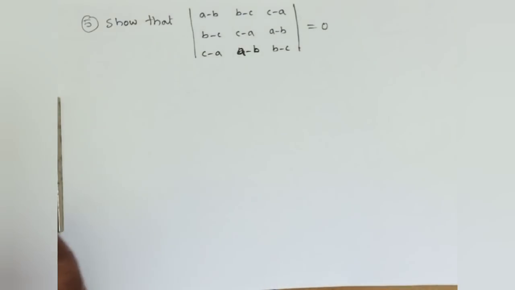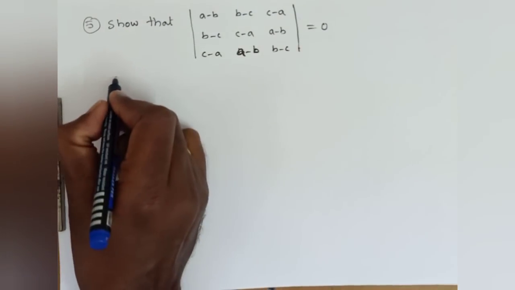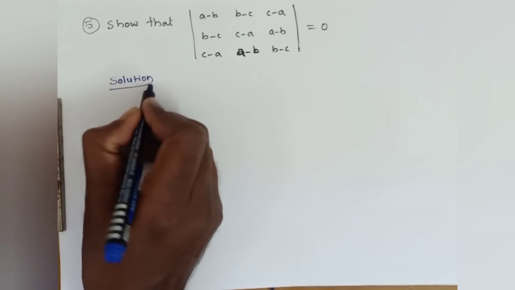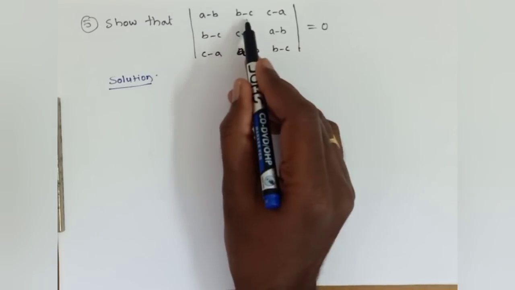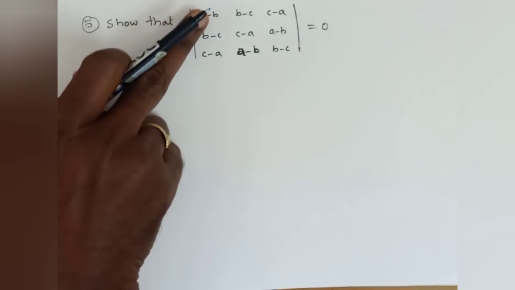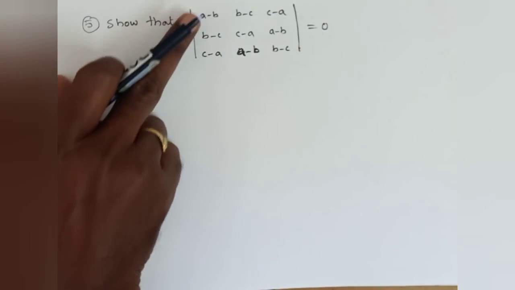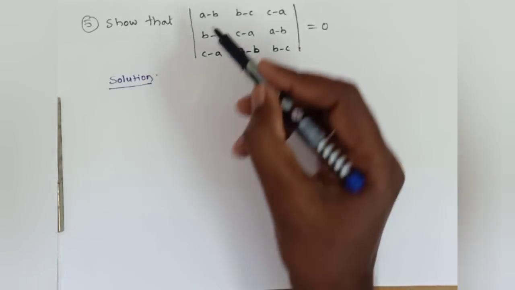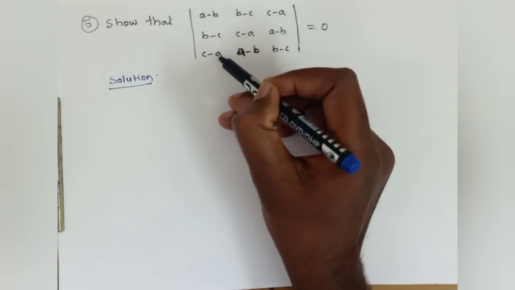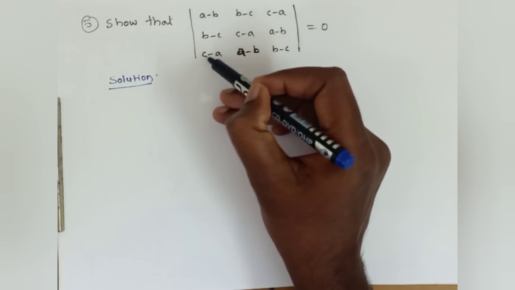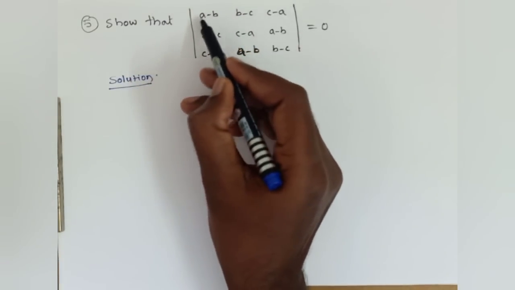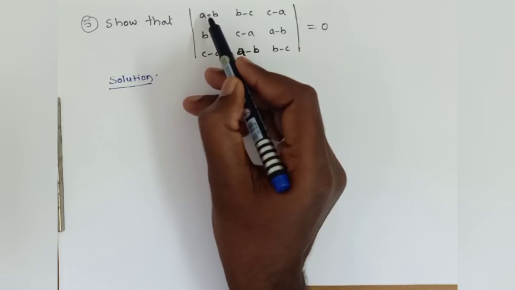Now observe the elements that are present in the given determinant, like A minus B, B minus C, C minus A. You can observe this column-wise. In the corresponding elements, B is negative and positive, A is positive and negative, C is negative and positive. If we add all these things, you get 0.